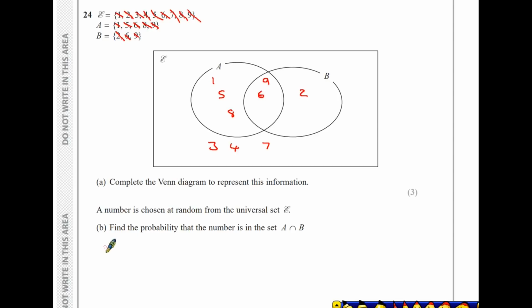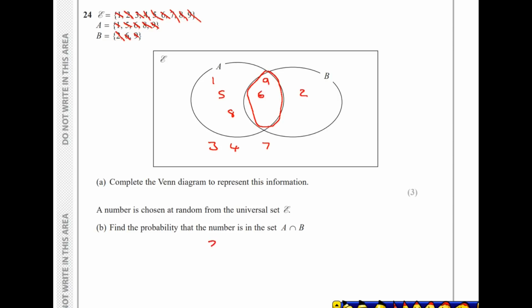Let's move on to part B. It says find the probability that a random number chosen from the universe, that means any number within the diagram, find the probability that it is in the set A intersect B. Well, that is the center here. So in other words, the only two numbers that it could be are 6 and 9.